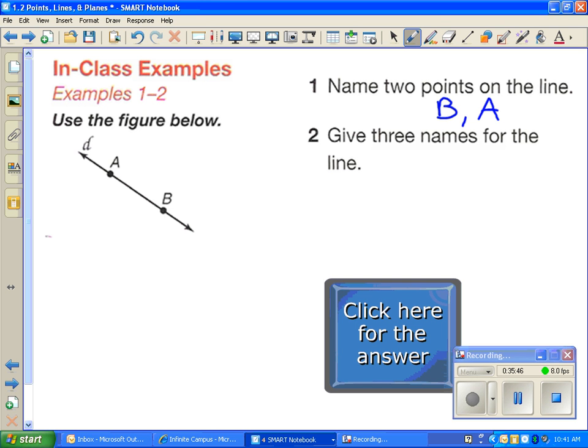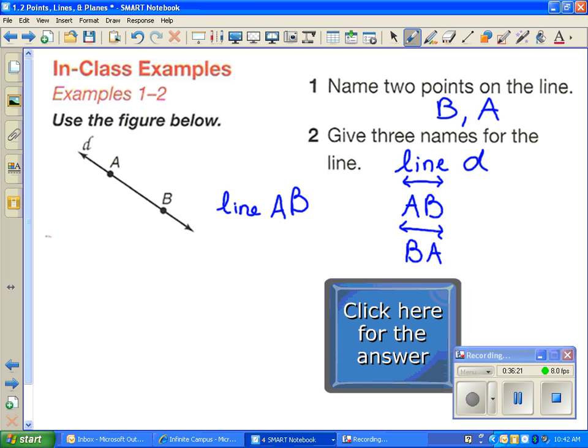Okay, give 3 names for the line. I think that's what you were naming. Give me 3 names for the line. Line D. All right, another? Line A. Nope. AB, and how's it look? With a line on top with arrows. All right, what's another? Same way? With a line on top and arrows? Okay, you could also name it, I don't really care, line AB. All right, any of those are correct. Again, this would be the one that I would choose just because it's quicker and it's alphabetical. Questions?